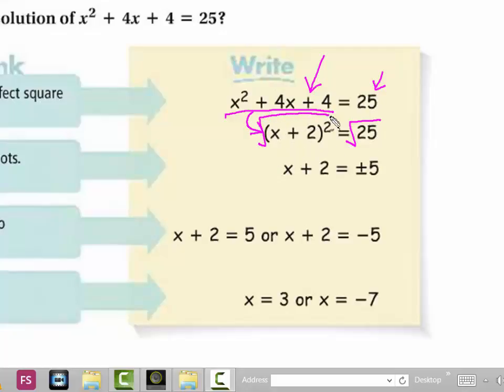Because we take the square root of this whole square, we take away the square right there, and the square root of 25, we get plus and minus 5. Now we can split it up into 2 equations. So x plus 2 equal to 5, or x plus 2 equal to -5. So we solve these equations. We find x is equal to 3, or x is equal to -7.